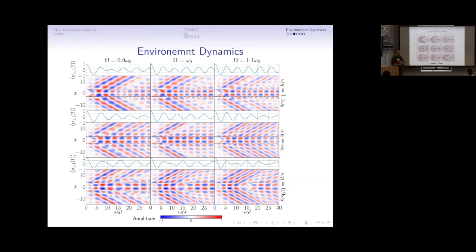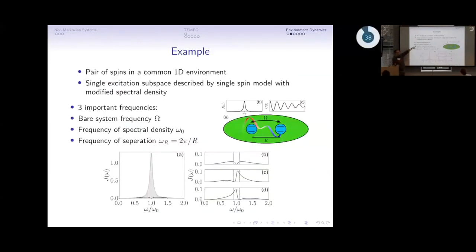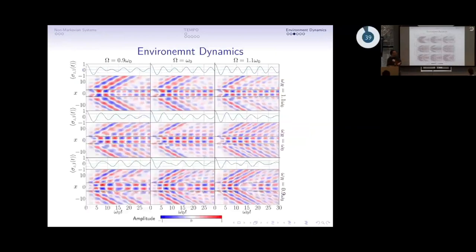Could you say quickly one more time what the three frequencies are? So the three frequencies are the bare system frequency, capital omega; the frequency where the peak in the spectral density sits, which is omega 0; and the frequency associated with the separation between the two quantum dots, which I'm calling omega r. So this top row is omega r slightly detuned, the middle row is omega r on resonance, and the bottom row is omega r slightly detuned below, and the columns are the same, but with the system frequency slightly detuned either side.